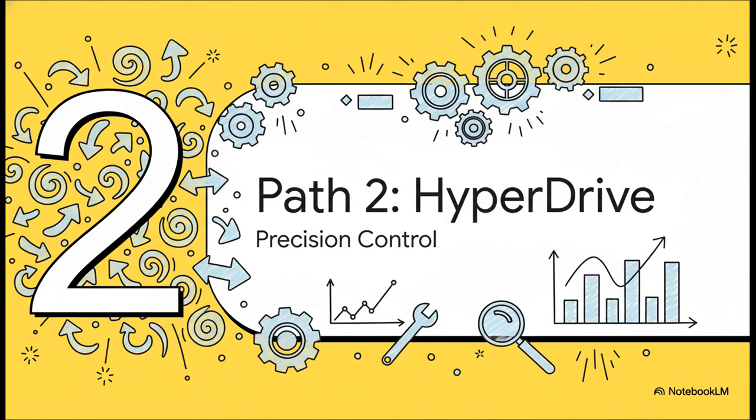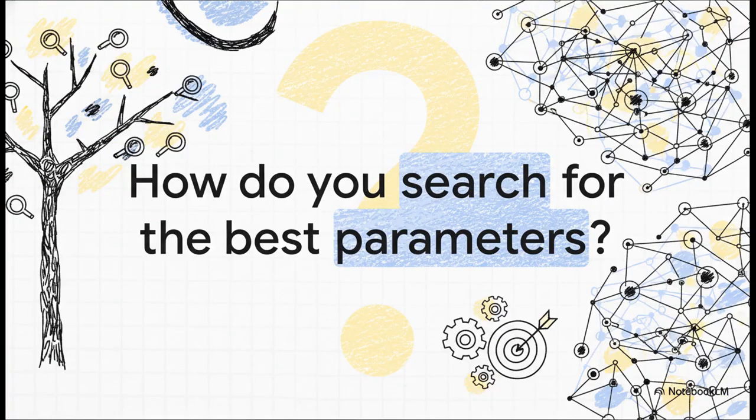All right, let's switch gears and talk about path number 2, Hyperdrive. Now, this is your go-to when you already have a model script in hand, and your goal is to tune that thing to absolute perfection. It's less of an automated scout and more of a precision workshop. So when you step into the Hyperdrive workshop, you've got two big decisions to make right off the bat. First up is your search strategy. I mean, you could have this massive, almost infinite space of possible parameter combinations. So the question is, how are you even going to begin to search for the best ones?